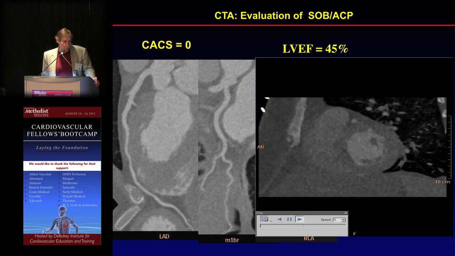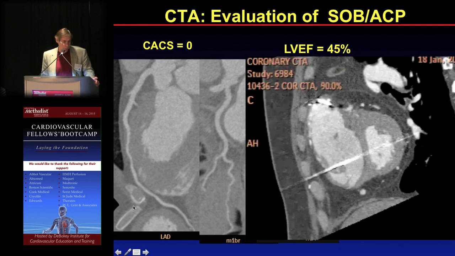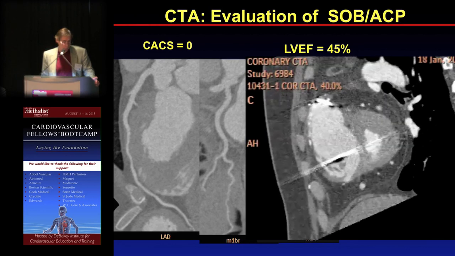And so you can very nicely assess these patients. And this patient was diagnosed as having non-ischemic cardiomyopathy. In terms of looking at the ejection fraction, not only can you look at the left ventricular ejection fraction, you can also look at the right. This is a patient with severe right ventricular dysfunction with fairly well-preserved left ventricular function.